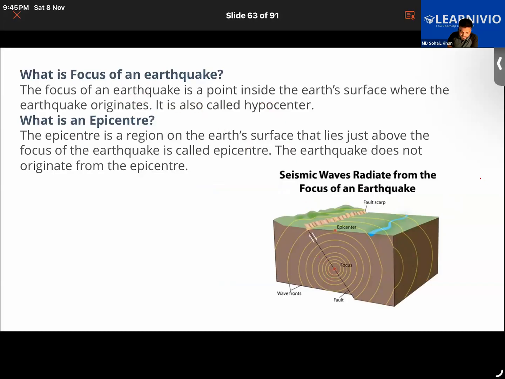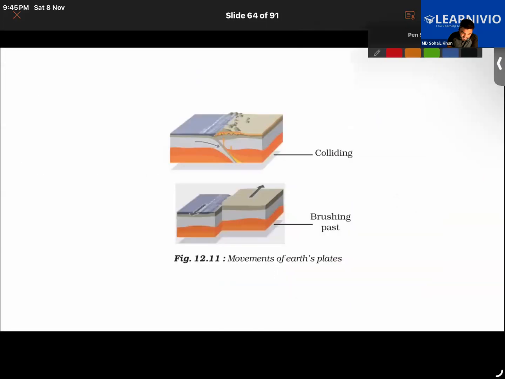Focus, in some books you will find it written as hypocenter also. So don't get confused. Focus and hypocenter are being referred to the same thing. All right. Epicenter, you guys have learned about it also, that it is a point just above the focus. Okay. Now you guys take a look at this over here.